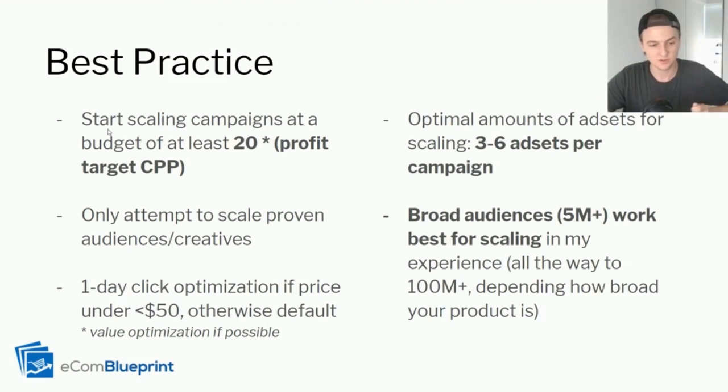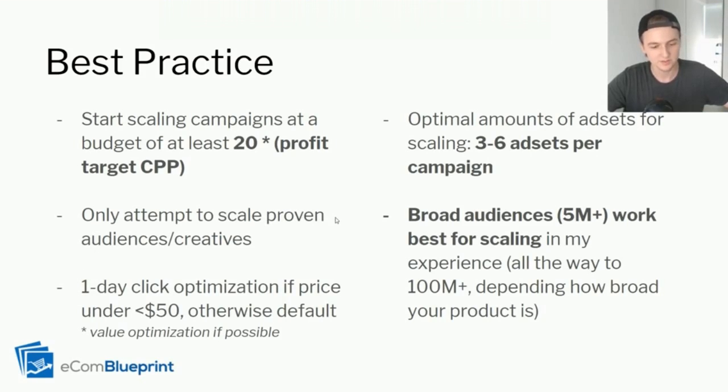When you're starting a scaling campaign, you want to start it with at least a budget of 20 times your profit target cost per purchase. You can get this number from your KPI spreadsheet that I talked about in the reading data lesson. So 20 times your profit target cost per purchase. Let's say you're aiming for a $20 cost per purchase. You want to start the campaign at least at a $400 budget per day. Those are scaling campaigns, so you're only trying to scale proven audiences and proven interests, and you shouldn't be too worried about starting at a higher budget because that'll just give Facebook the best chance at optimizing. So you only want to attempt to scale proven audiences and creatives.